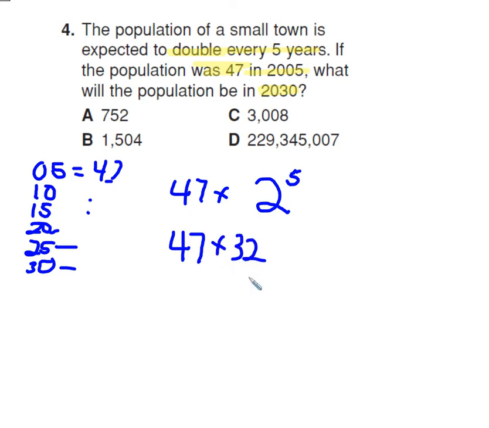And let me just work that out here. 47 times 32. I'm going to cheat a little and use my calculators. We have B, 1,504 people. And you could do it the long way, just times it 2 a bunch of times. But I'm pretty confident that's our answer. That's a quicker way to do it. Let's move on to another problem.